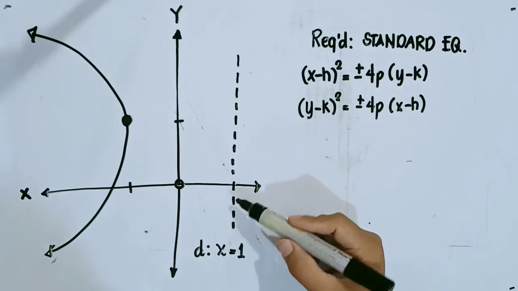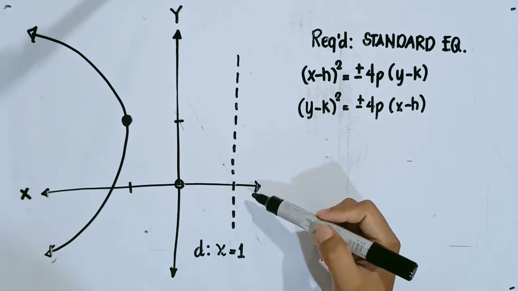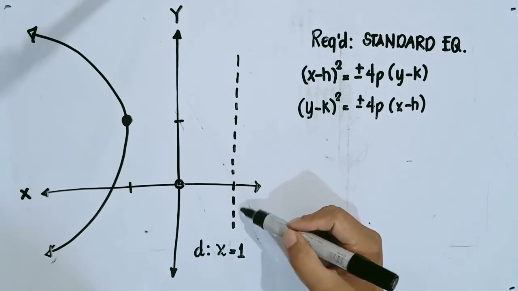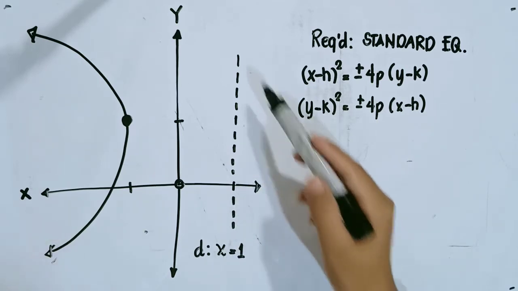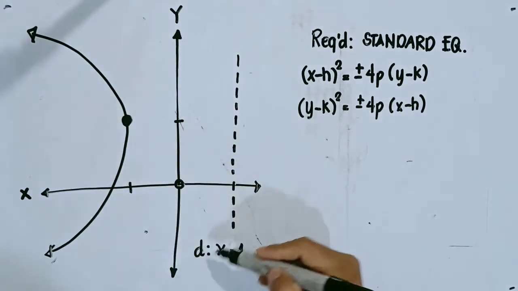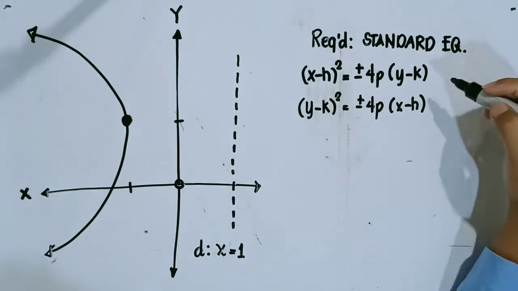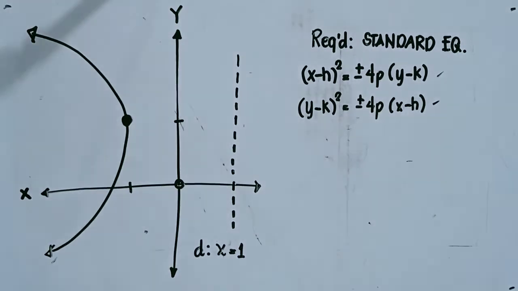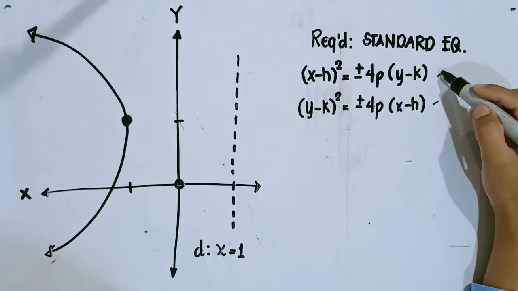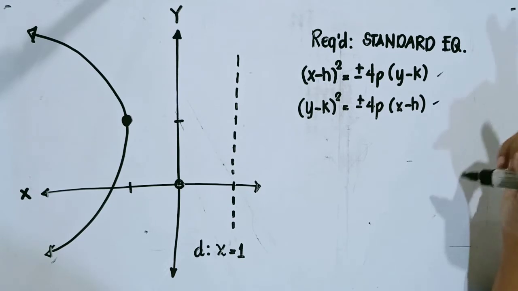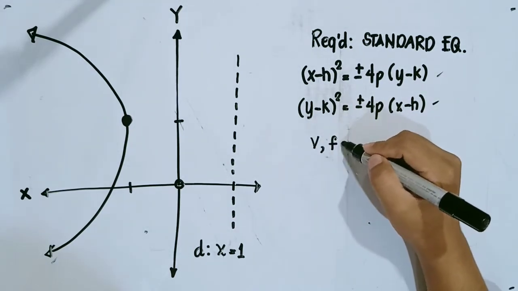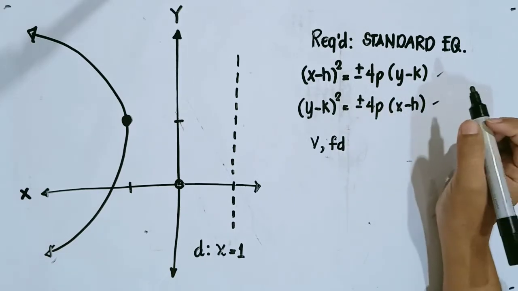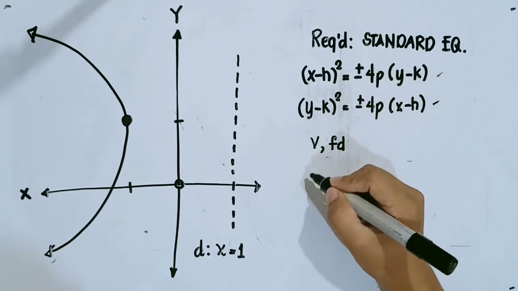Okay, next example. We have here this illustration. So the only given is the equation of our directrix, which is x is equal to positive 1. So we will try to find the standard equation of this parabola given this condition. So we have here our standard equation. So again, before finding the standard equation of this parabola, first, two things we must have are the vertex and the focal diameter of the parabola. So first, let us find the vertex.